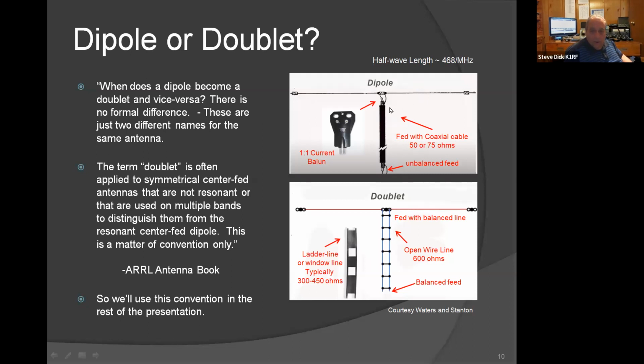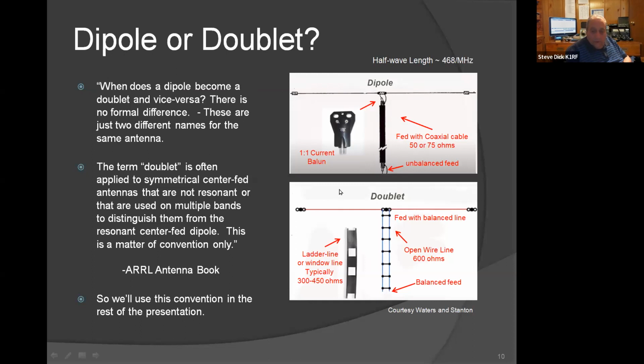It's typically fed with coax, and it's recommended that you have a current balun at the top for a better balanced antenna pattern. You can feed it with either 50 or 75 ohm coax. The impedance of the dipole is about 72 ohms. So 75 ohm coax is actually a better match, but either one will work fine with no problem. It's an unbalanced feed, which is a nice advantage.